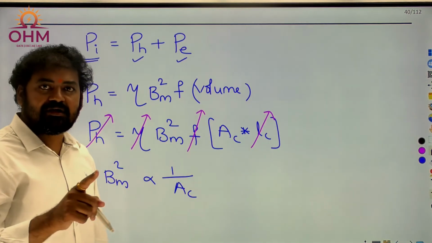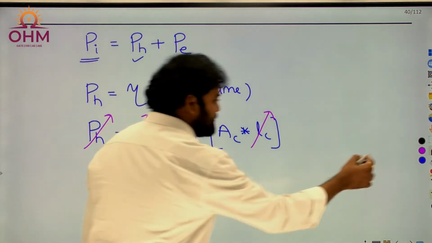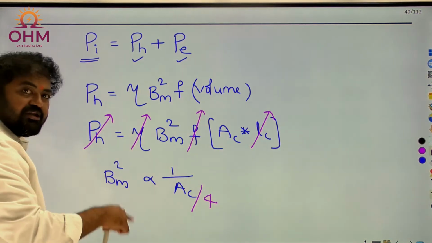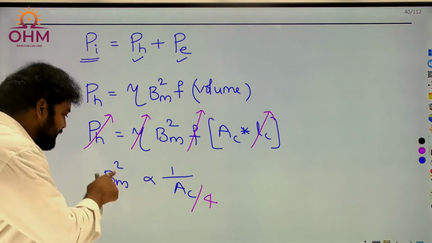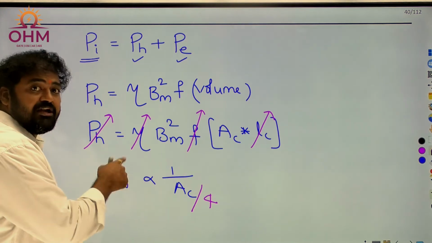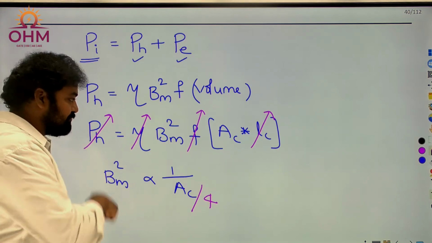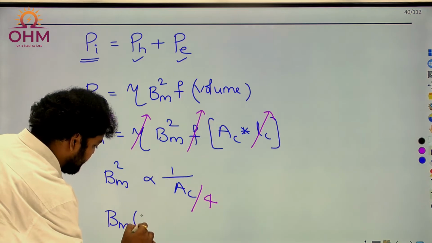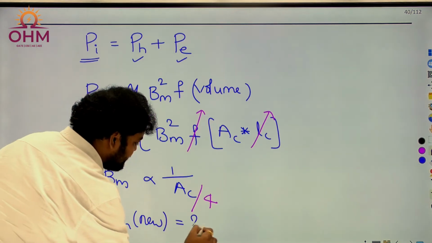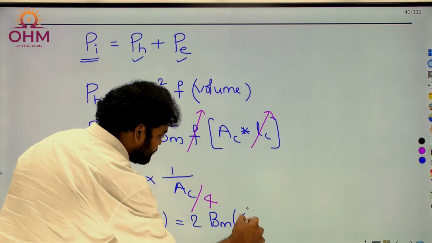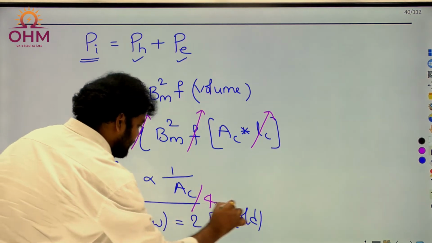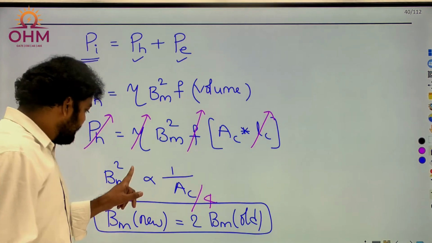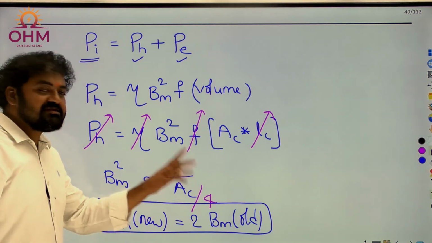And what happened to area? Area is divided by 4. We discussed that already. Area is divided by 4 means Bm square is multiplied by 4. Bm square is multiplied by 4 only when Bm is multiplied by 2. That means indirectly, the new Bm must be 2 times of the old Bm value. If Bm is multiplied by 2, then only area is divided by 4.